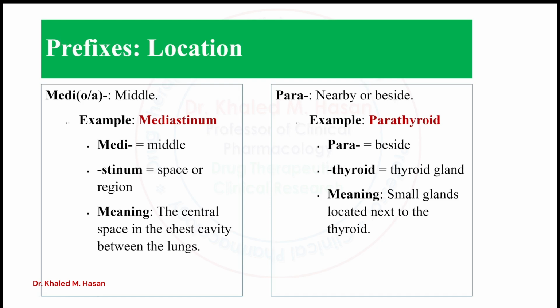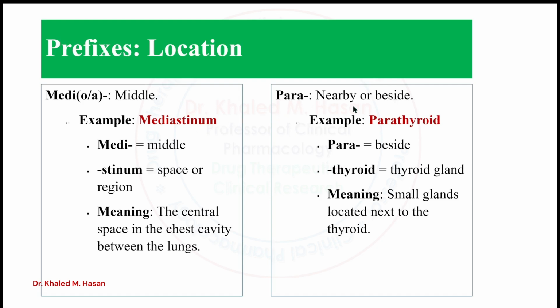Moving to the next terminology, we have medi and we have para. Medi means middle. Example here, mediastinum. Medi means middle, and stinum means space or region. When you talk about the mediastinum, we talk about the central space in the chest cavity between the lungs. This is the mediastinum, and we are going to present some pictures from Google Images.